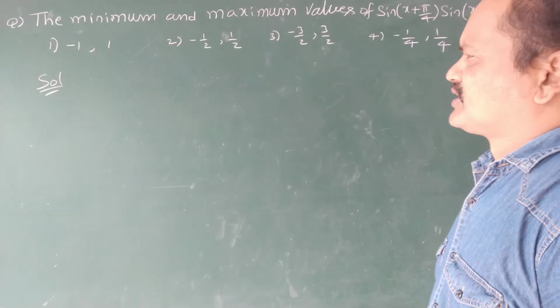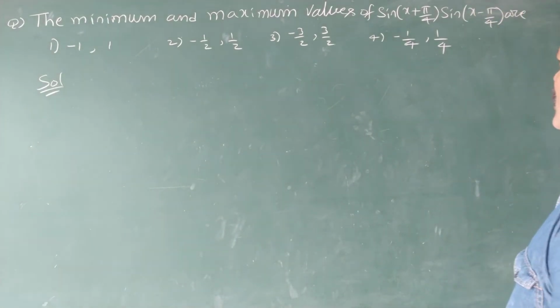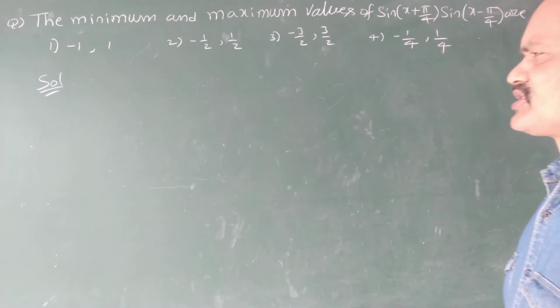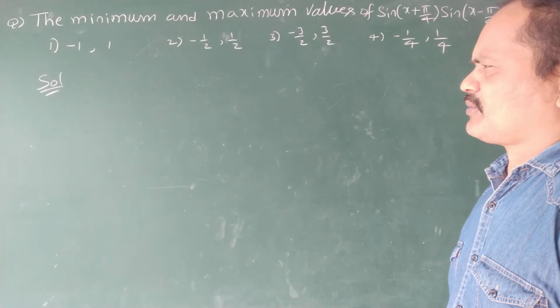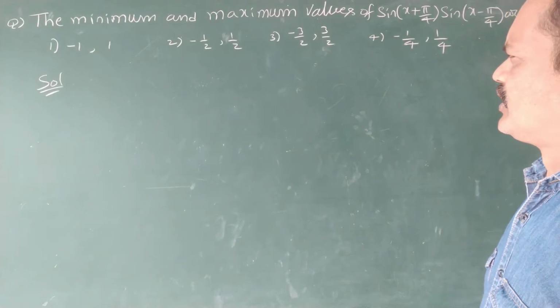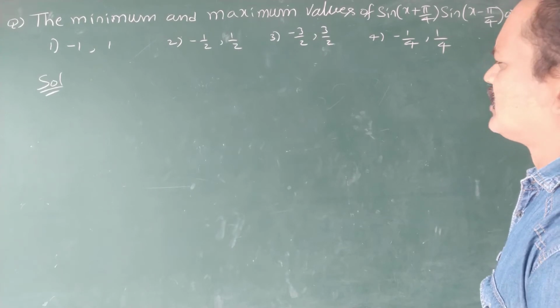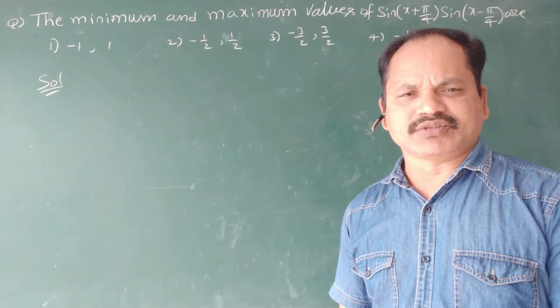Now the next question: the minimum and the maximum values of sin(x plus pi by 4) into sin(x minus pi by 4) are: first option minus 1 comma 1, second option minus 1 by 2 comma 1 by 2, third option minus 3 by 2 comma 3 by 2, and fourth option minus 1 by 4 comma 1 by 4. Now we have to solve this question.